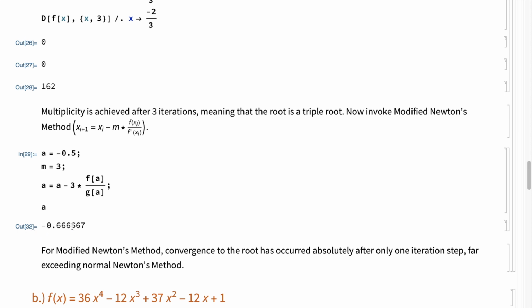And so, for modified Newton's method, convergence has occurred absolutely to the root after only one step, and our iteration also yielded an exact answer, whereas before, with normal Newton's method, our answer gave out after only a few digits of precision.